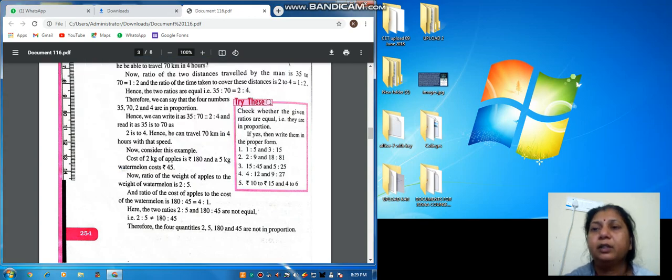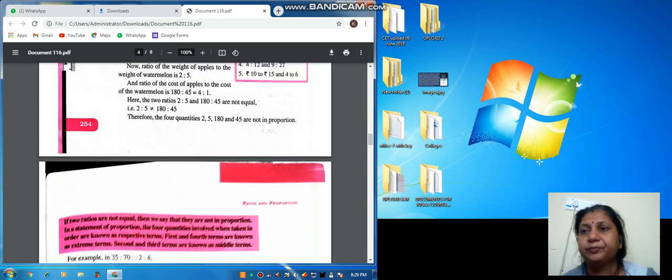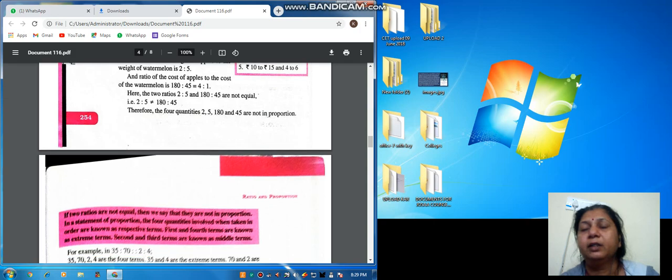Okay, now here the two ratios are 2:5 and here the ratio is 180:45, so it is not equal. So we can say 2:5 and 180:45 are not equal, or we can say here that the four quantities 2, 5, 180 and 45 are not in proportion. Understand? Okay. Now see the next page.